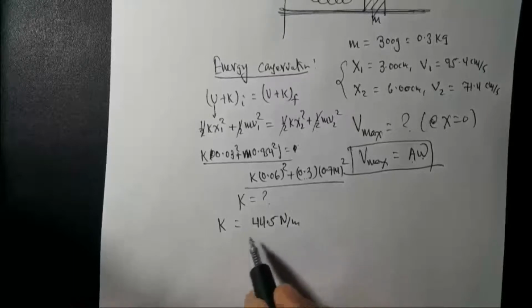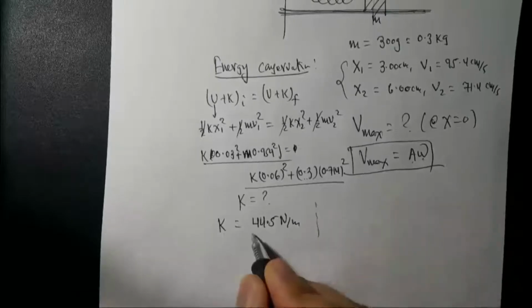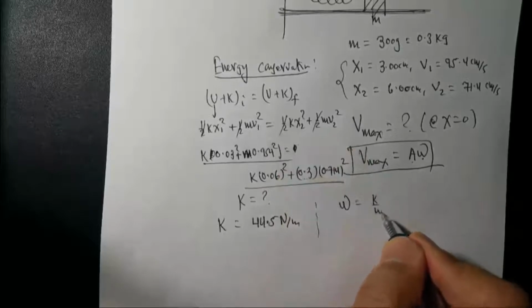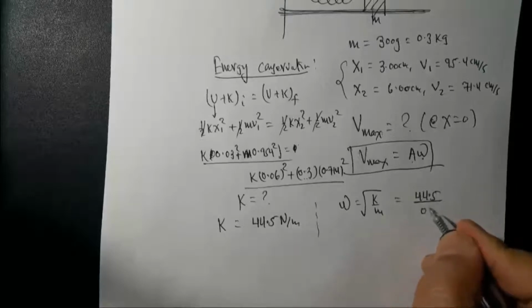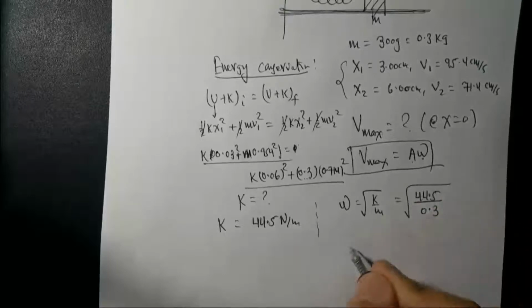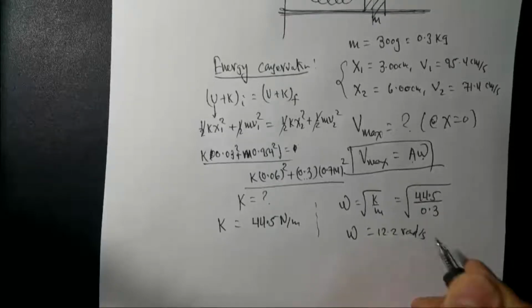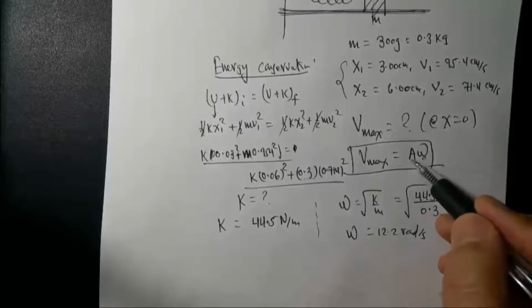Why are you going to need K? Because you need omega. Once you find K from the energy conservation, omega will be the square root of K over m. So 44.5 divided by the mass of the oscillator, 300 gram, 0.3. So omega is 12.2. That is its angular frequency. So we got omega. Now you need one more thing, the amplitude of oscillation.